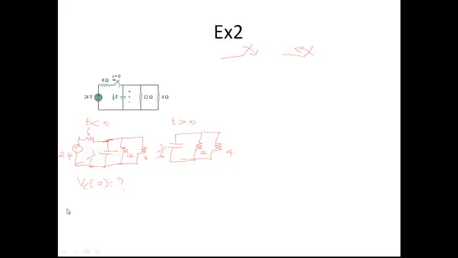Now, to find Vc of 0, you need to understand that this circuit is initially at steady state. The switch remains closed for an infinite amount of time, therefore it is again in the steady state condition, and your simplified circuit will be like this. The capacitance is open circuited under steady state, so whatever is the voltage across this 12 ohm and 4 ohm resistance in parallel is the voltage across the capacitance.